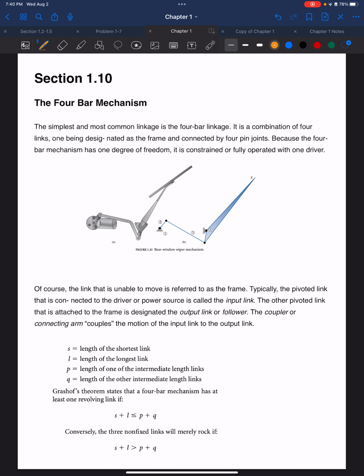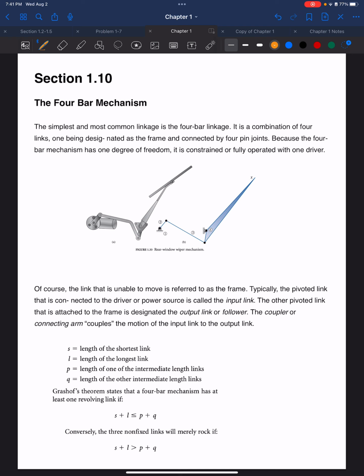Section 1.10, the 4-bar mechanism. In this class, we are going to take a good lengthy look at 4-bar mechanisms, and when you get a problem, you'll probably look to break it down into a 4-bar mechanism or a 6-bar mechanism right from the jump, just to simplify things and wrap your mind around it. So we will be diving much deeper into the 4-bar mechanism. It's the simplest and most common of linkages.